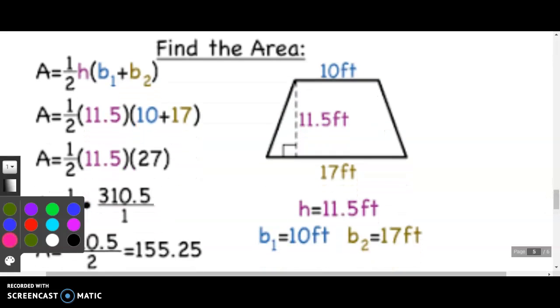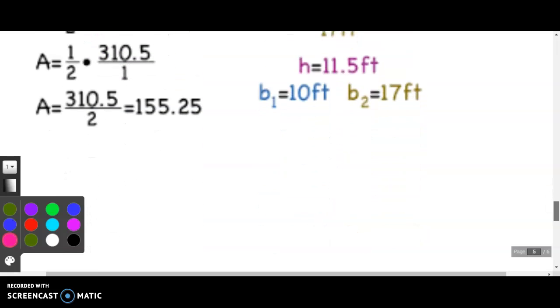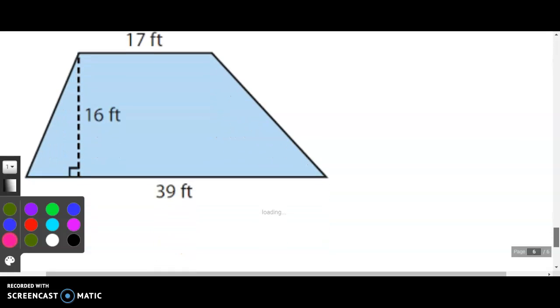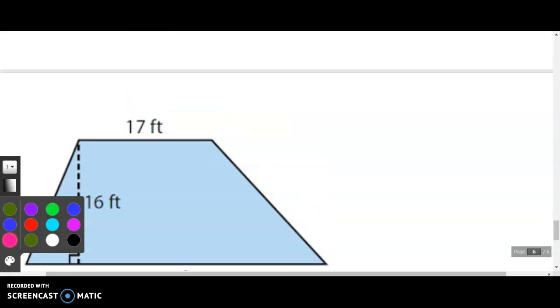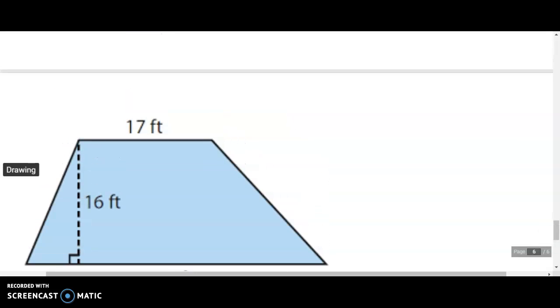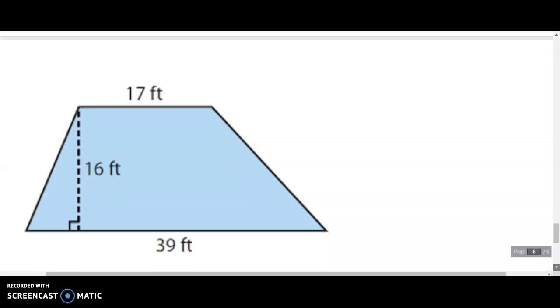So here we have 10, we have 17. Well, 10 plus 17 is 27. What's 27 divided by 2? 13.5. So then you do 13.5 times 11.5 and you'd get your answer. You can use a calculator whenever you want. Here we have two bases. We have a base that's 39 and a base that's 17.